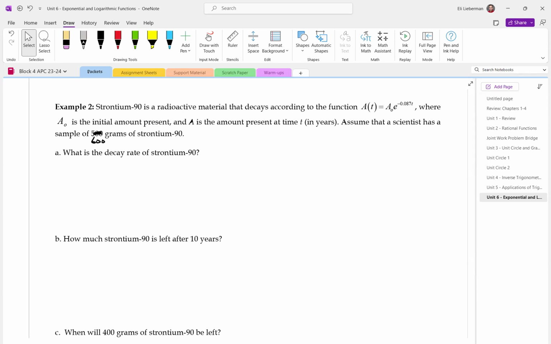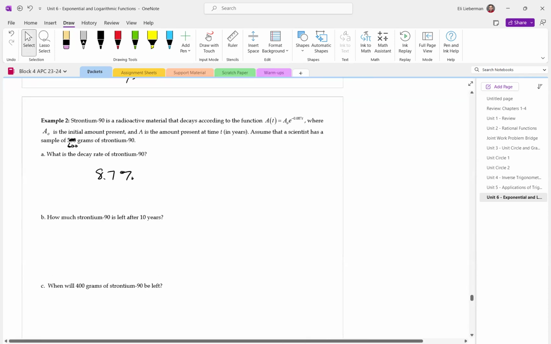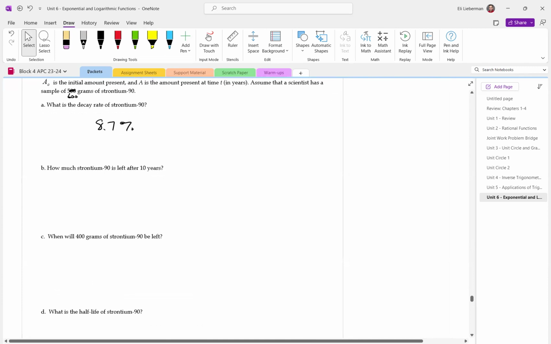We know that the decay rate of this strontium 90 is 8.7%. Would it be appropriate to say negative 8.7%? It's asking for the decay rate. So if you say decaying, it implies negative. If you say it's decaying at a rate of negative 8.7, it's growing. How much strontium 90 is left after 10 days?